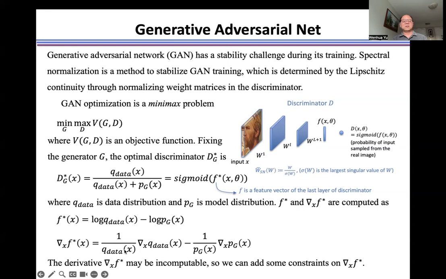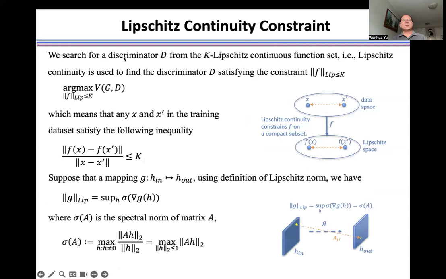model distribution. The derivative of F star may be incomputable, so we can add some constraints on the derivative of F star. We search for a discriminator D from the K-Lipschitz continuous function set; namely, Lipschitz continuity is used to find the discriminator D satisfying the constraint on the Lipschitz norm of F, which means any x and x prime in the training data set satisfy the following inequality here.